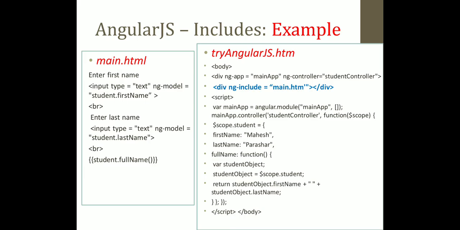So now we can see the output. The output we will get will be the combination of first name and last name, and the first name and last name we have provided in the program itself, that is Mahesh Parashar. So that will be our output. So this is the basic thing that is provided by includes. The main thing that is given by includes is to include another file in AngularJS using the ng-include directive.